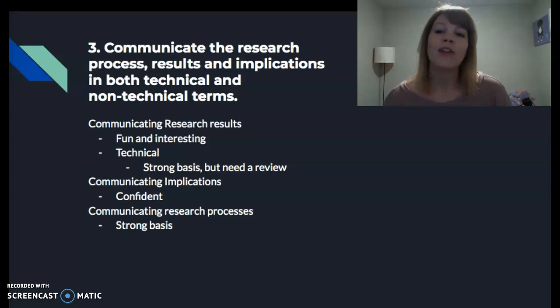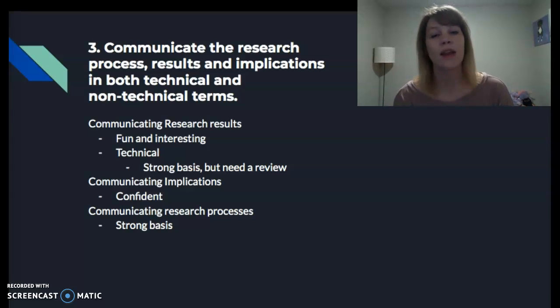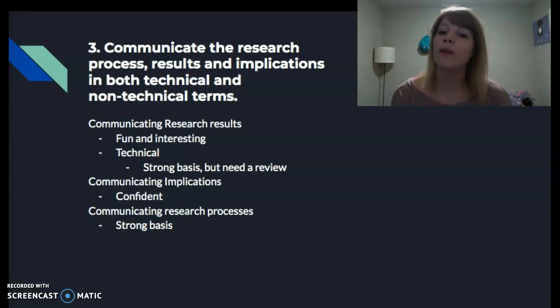So I actually really enjoy this part of research. I really enjoy reading other research studies, especially the results and discussion sections, although I don't always understand 100% what they're trying to say in the results section. I feel like undergrad has really prepared me with a strong basis in communicating the research process, results, and implications in technical and non-technical terms. I feel like I am stronger at communicating results in non-technical terms, but I think that, after a reminder of communicating in technical terms, I would be able to communicate this really well.